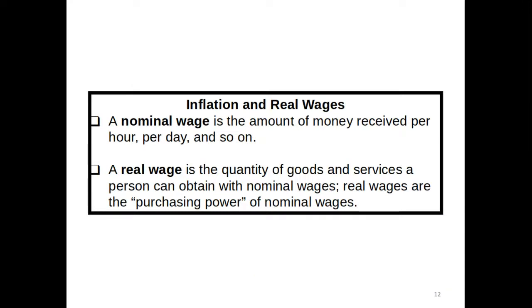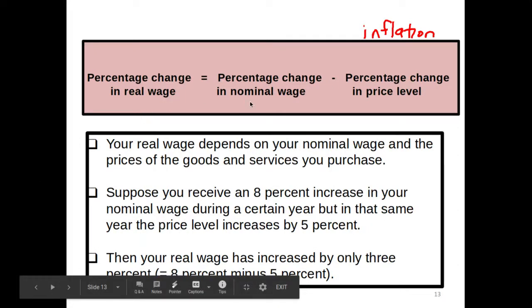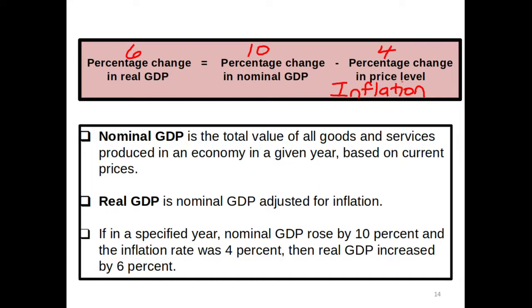We can also look at this, it doesn't just have to be income, we can also do it with wages. Nominal wage is the amount of money received per hour per day. A real wage is the quantity of goods and services that you can obtain with your nominal wage. So we can do the same thing. Percent change in real wage is percent change in nominal minus percent change in price level. So if you get an 8% increase in your nominal wage and price levels increase by 5%, really your real wage has gone up 3%. We can do the same with GDP. Nominal GDP went up 10%, inflation went up 4%, well, then real GDP went up 6%.